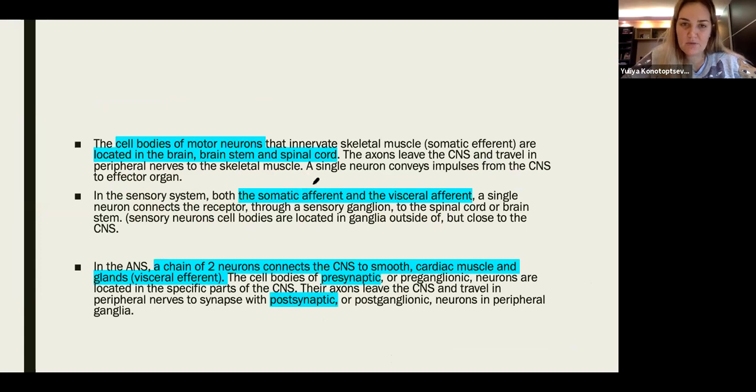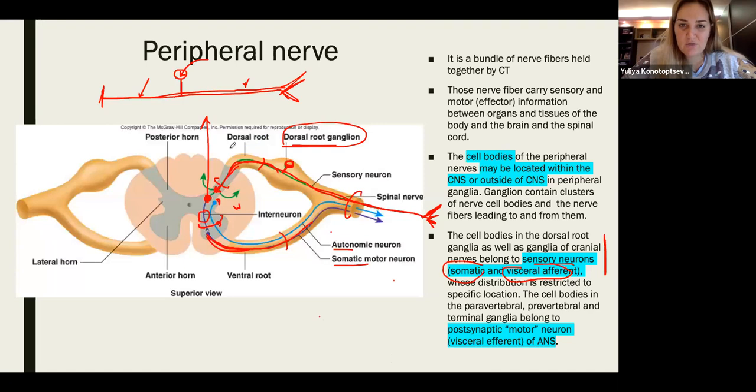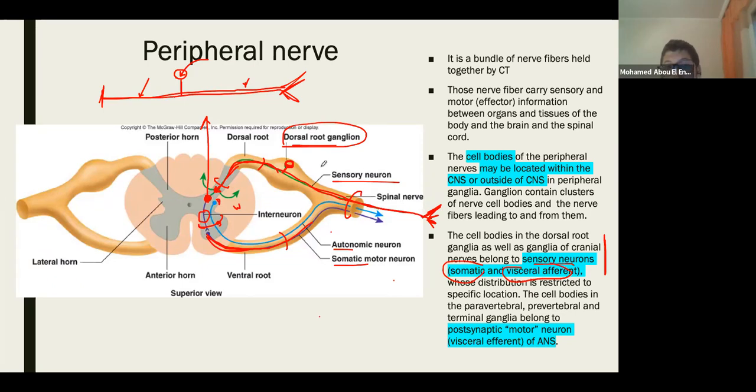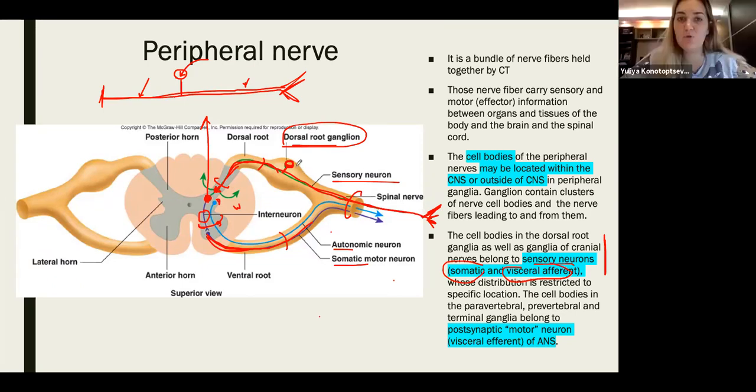Yes, this part. Okay, so the cell bodies of the neurons. I want to get your attention because that's the question that they'll typically ask you. Where are the cell bodies of the sensory neurons? Dorsal root ganglion. So that's where the cell bodies of the sensory neurons are sitting, in the dorsal root ganglion.